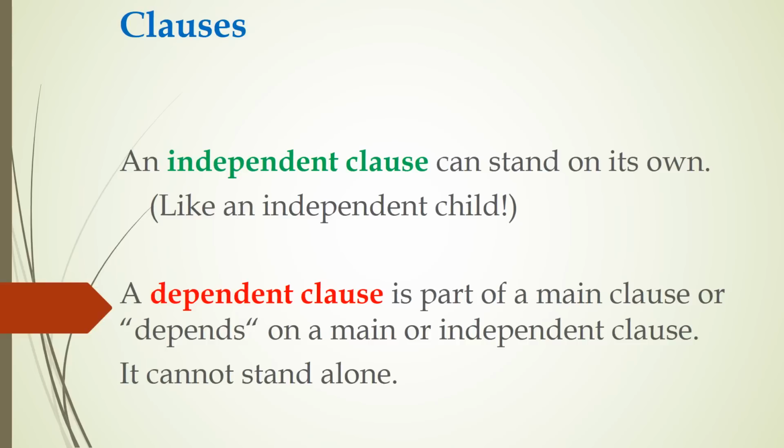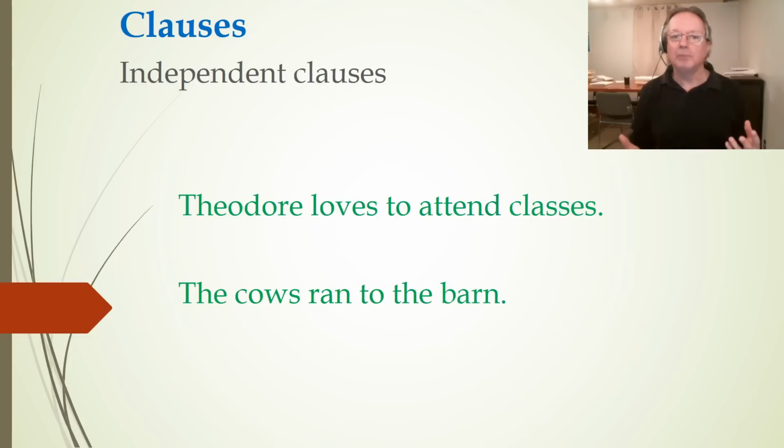A dependent clause is part of a main clause, or it depends on a main or independent clause. In other words, it cannot stand on its own. It's not independent. So here's a couple of examples of independent clauses. Theodore loves to attend classes. The cows ran to the barn.